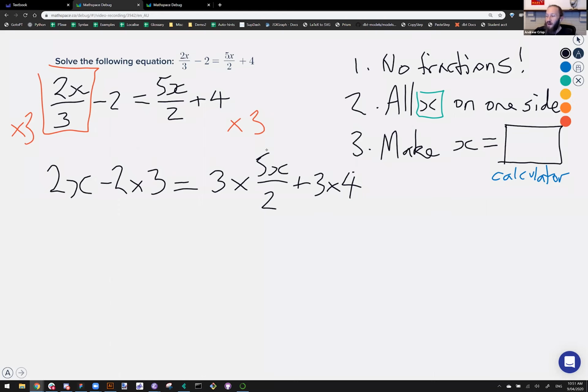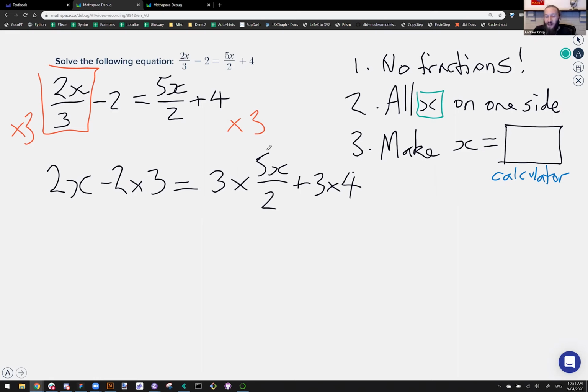So just to reiterate, the 2x on 3 became 2x because I multiplied it by 3. The 2 became 2 times 3. 5x on 2 became 3 times 5x on 2, and the 4 became 3 times 4. Okay. One fraction down, one fraction to go.